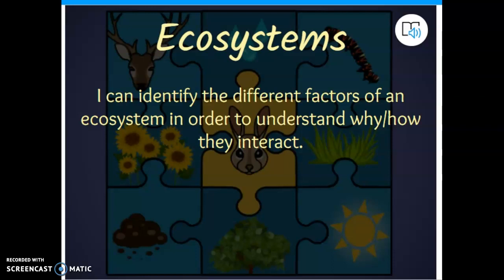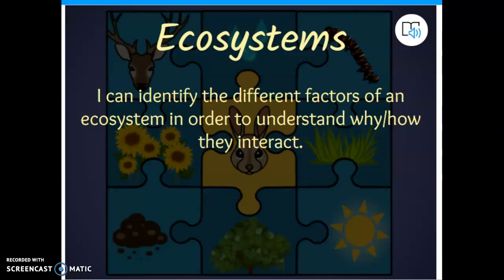All right, here we are. We're on day 4 of ecosystems. And when we started, we said that by the end of this, we're going to be able to say that I can identify the different factors of an ecosystem in order to understand why and how they interact.